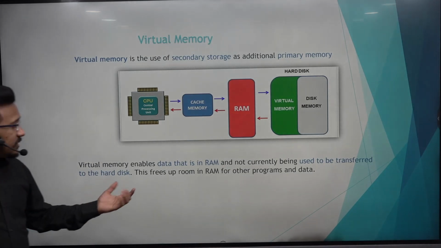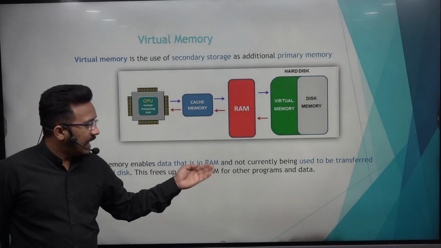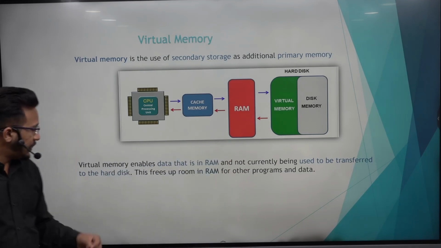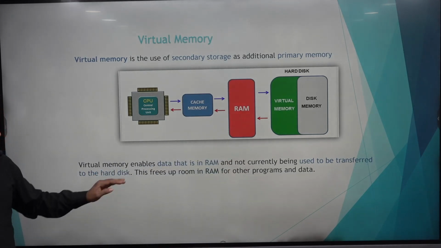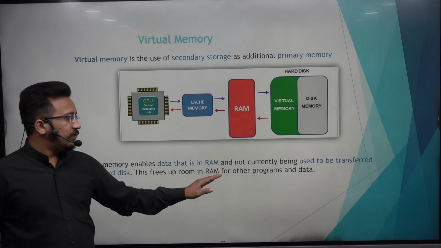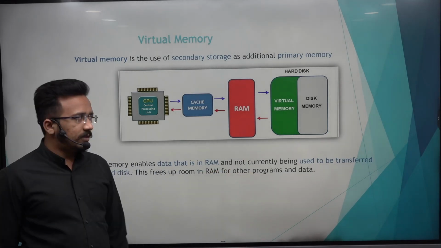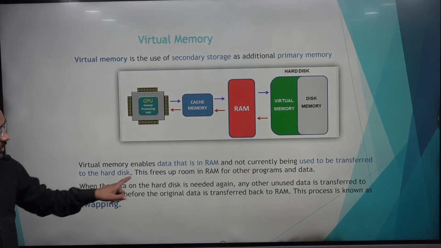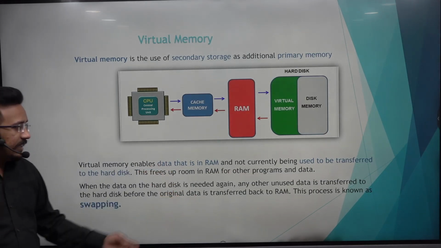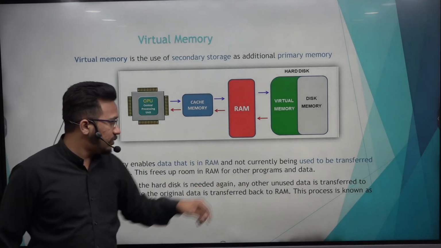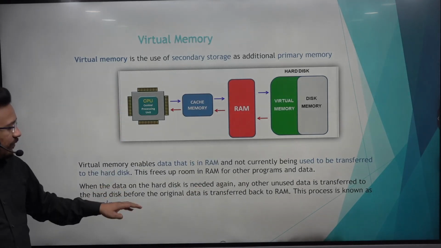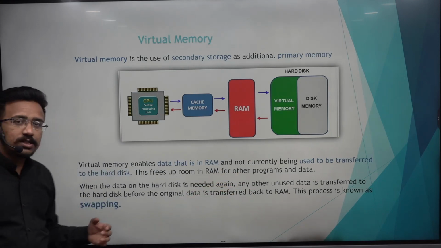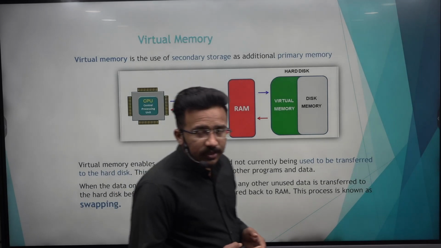Virtual memory enables data that is in RAM and not currently in use to be transferred to the hard disk. This frees up room in the RAM for other programs and data. When data on the hard disk is needed again, any other unused data is transferred to the hard disk before the original data is transferred back to the RAM. This process is known as swapping of data.